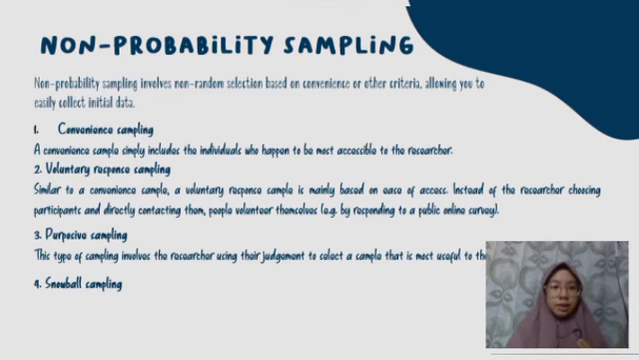Third is purposive sampling. This type of sampling involves the researcher using their judgment to select a sample that is most useful to the purposes of the research.